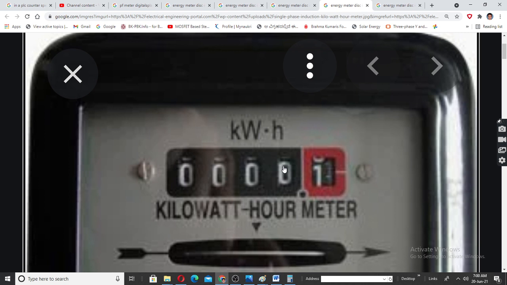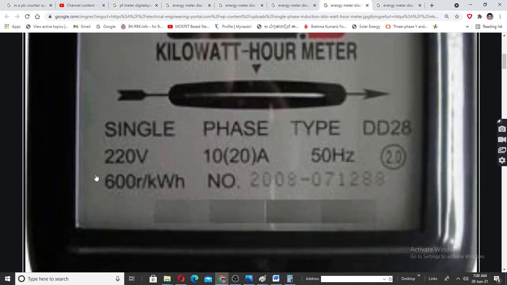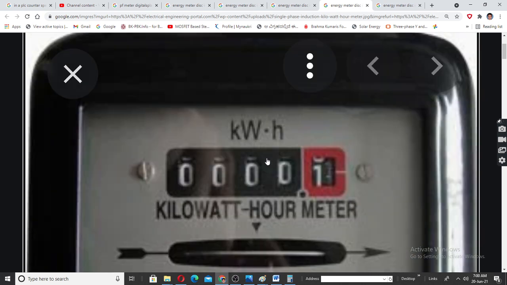So for 1 kilowatt hour, meaning 1 unit of electric energy, the disk will rotate 600 times. This is decimal, so 0.1 unit takes 60 revolutions. For 60 revolutions, this will increment by 1. So this is at 1 now. This will become 2 like that.